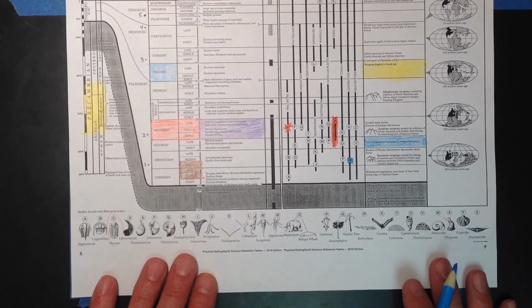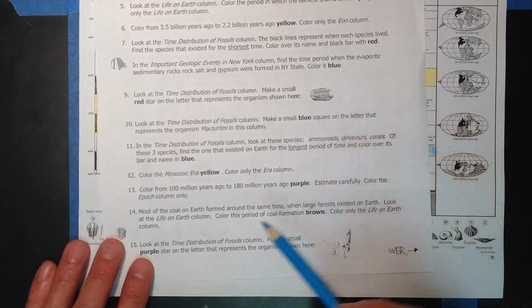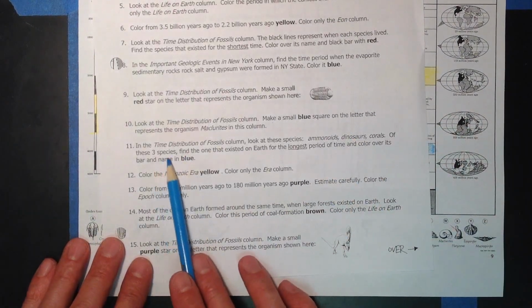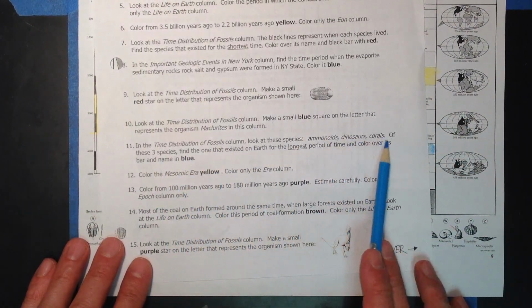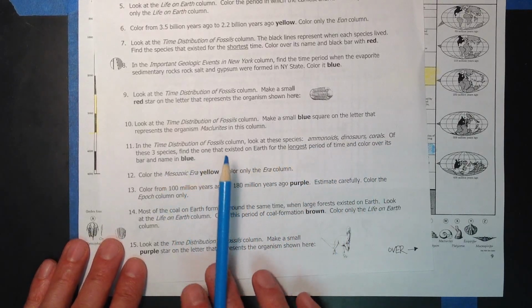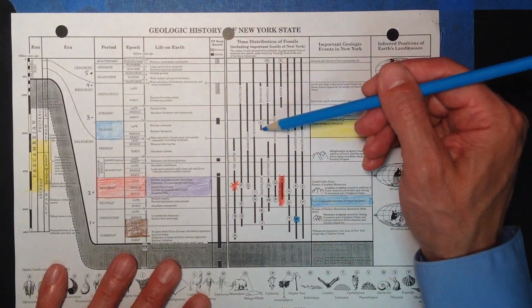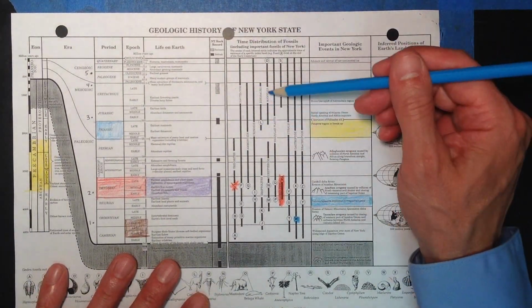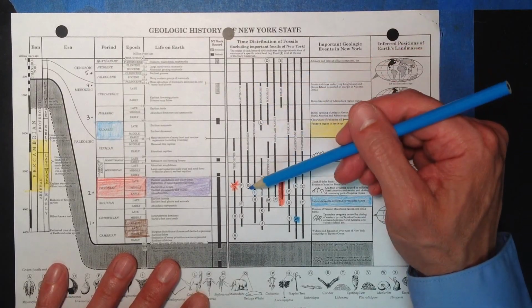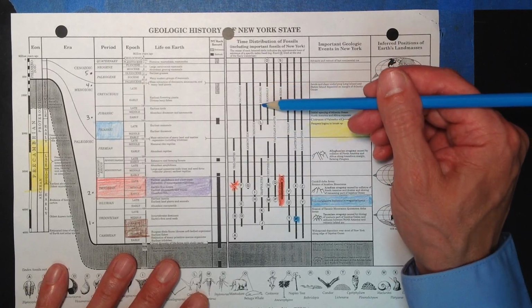Okay. Next up is: look at these species: Ammonoids, dinosaurs, corals. Of these, find the one that existed on Earth for the longest period of time and color its bar blue. Ammonoids, dinosaurs, corals. So dinosaurs are here. You can just go by length. Dinosaurs, ammonoids. Look, ammonoids lived for much longer. So the ammonoids were on Earth for much longer than dinosaurs.